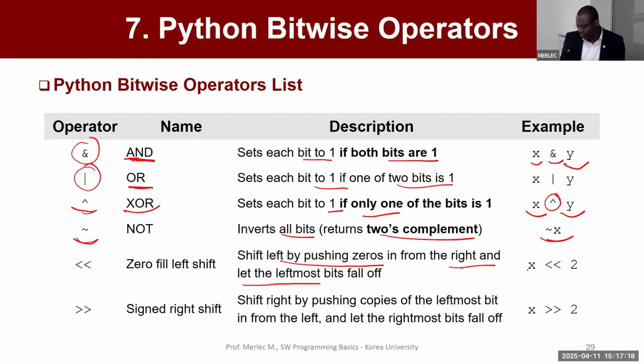The expression is: you have one variable, then the symbol of the zero-fill left shift, and then the number of bits to be shifted to the left. The signed right shift takes the right shift of the bits by pushing copies of the leftmost bit in from the left, and letting the rightmost bits fall off. Here is the syntax for how it can be used.